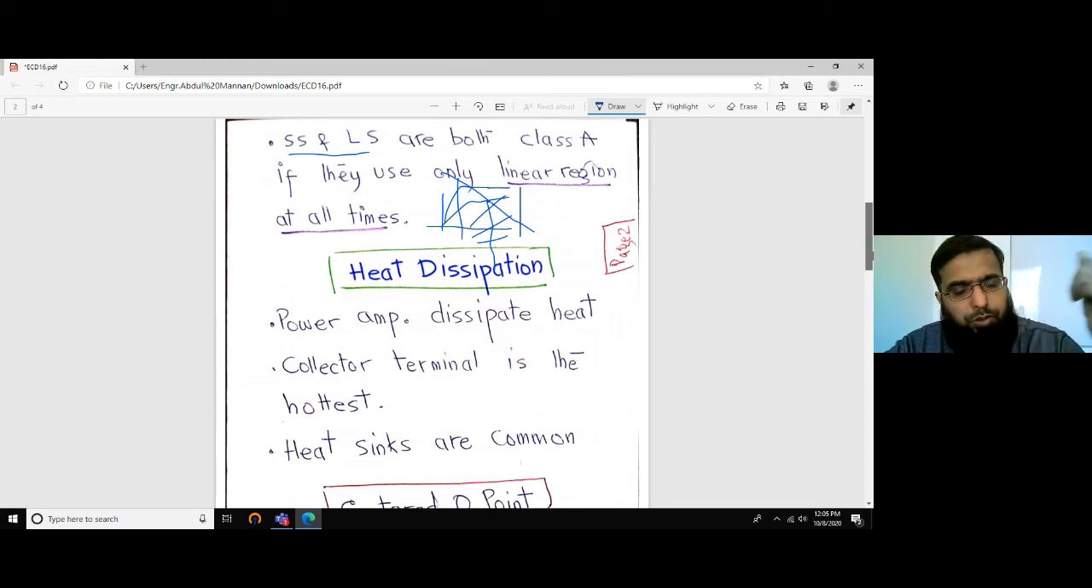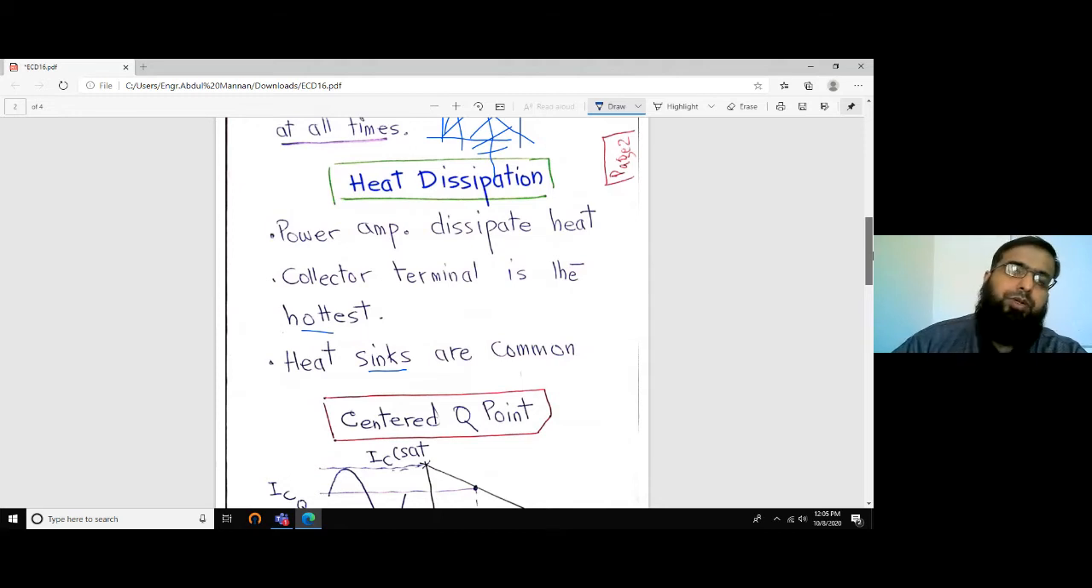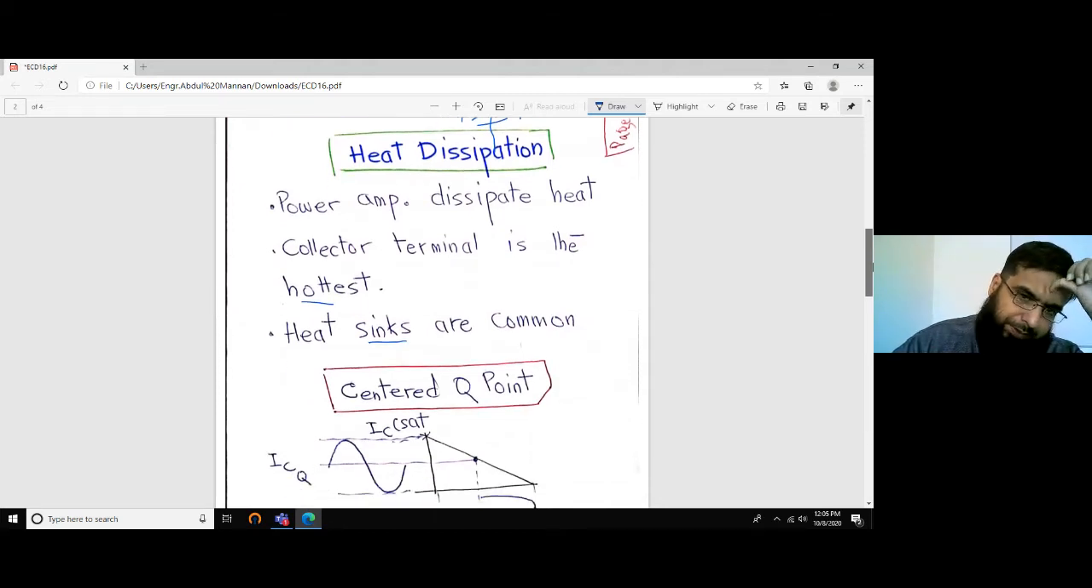Heat dissipation is a small topic that we will cover. Power amplifiers need to dissipate heat because they're working at large power. The collector terminal has to dissipate heat because it is the hottest terminal. So we use heat sinks. Heat sinks are common. They are metallic objects with a small input area and a large output area. They take heat from the input area and dissipate it to the environment from the larger area. Heat sinks are common with the use of power amplifiers.